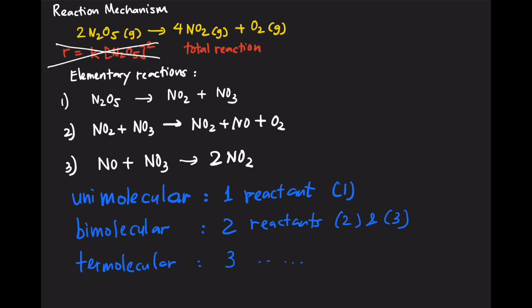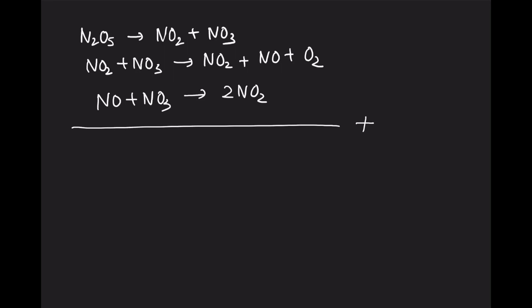So in this case, more often than not, in the elementary steps, we will get unimolecular reactions or bimolecular reactions. Just like this one, this is uni, and these 2 are bimolecular reactions. Now, if we sum up the elementary steps, we should get the total reaction that we have in the beginning.